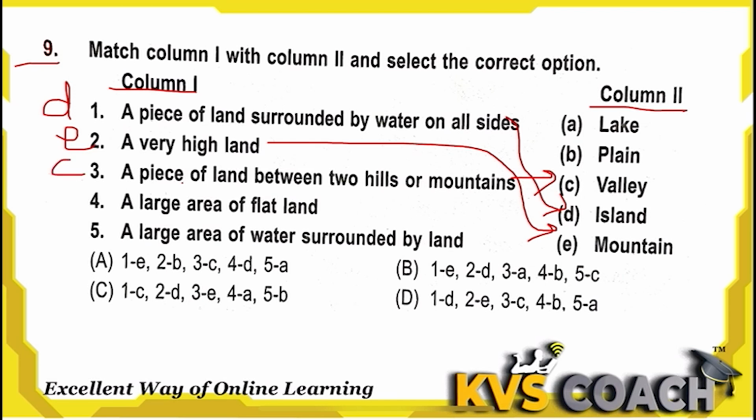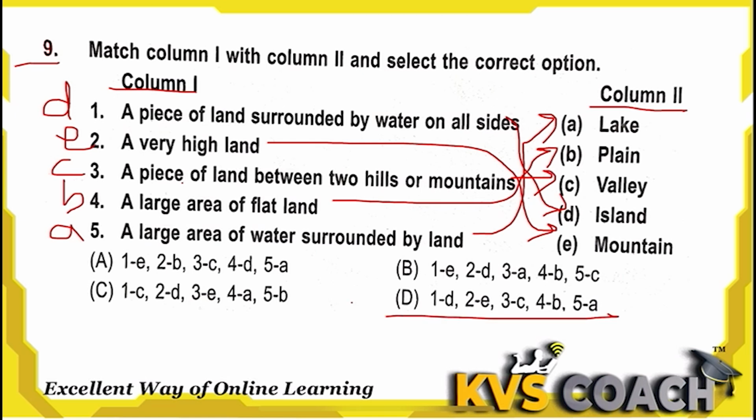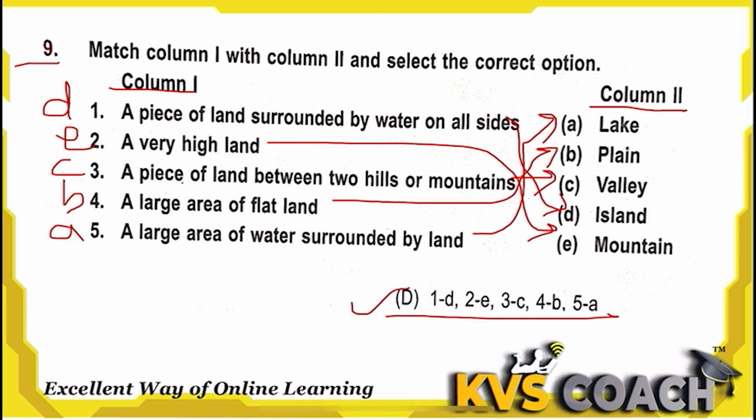A large area of flat land, that is called plain or plateau. A large area of water surrounded by land, that is called lake. Option A here and B here. So, where is 1D, 2E, 3C, 4B, 5A? Here it is. Option D is the right answer.